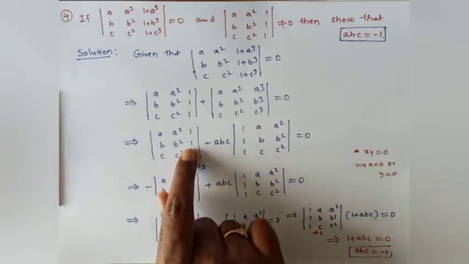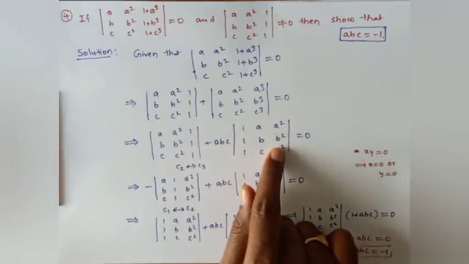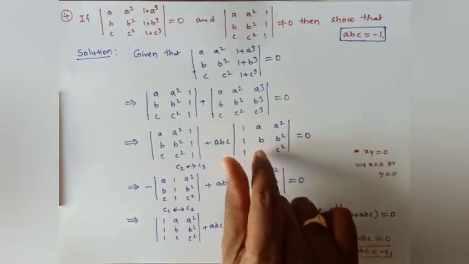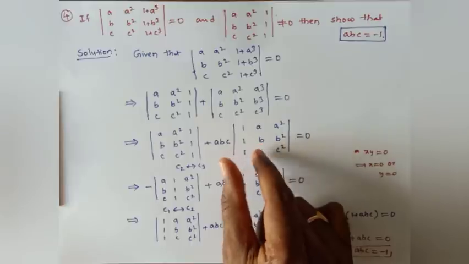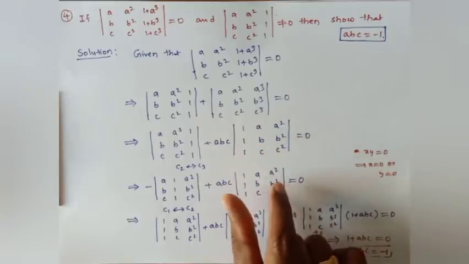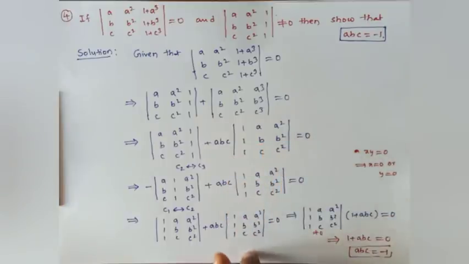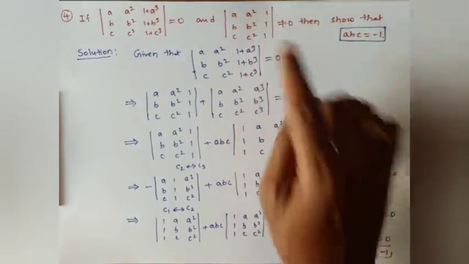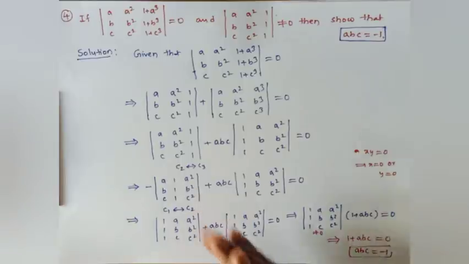Columns, there is no need to change this, and even if you change it, no problem. So here you can change these two things, C1 interchanging to C2. Next step is C2 interchanging to C3. Then you may get as it is a, b, c, a square, b square, c square, 1, 1, 1. Then that part should be common.